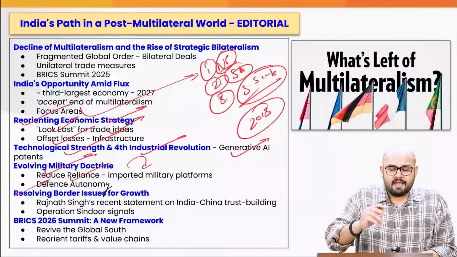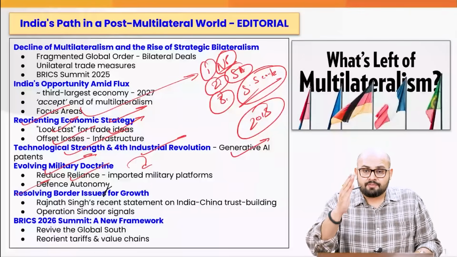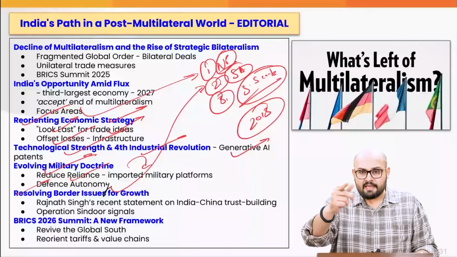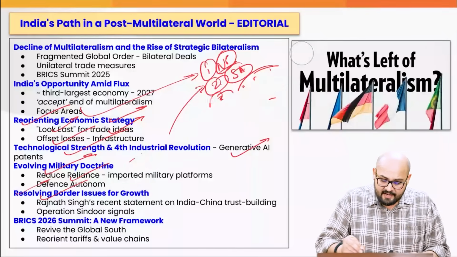Next aspect is, if we are going to do this, this would give us defense autonomy. And that would be very crucial to exercise strategic autonomy. That is how you link it, right? Next is resolving border issues for growth. What we are trying to say.